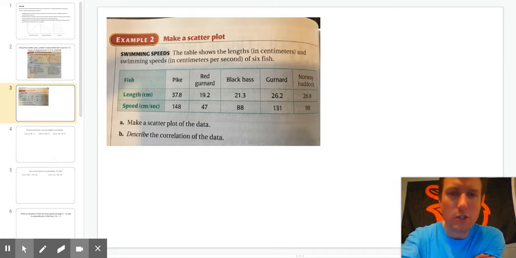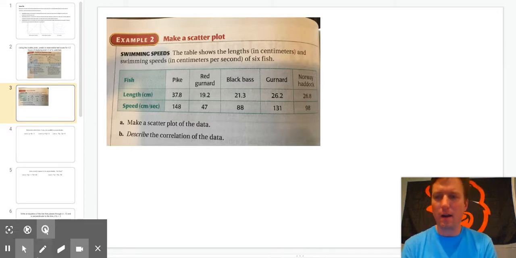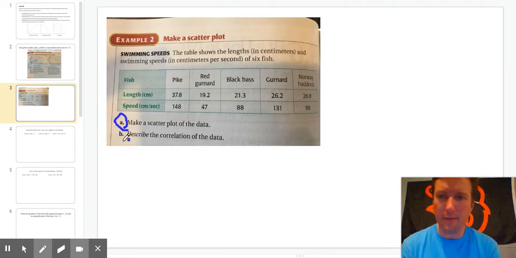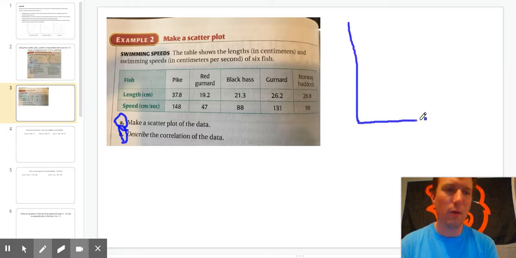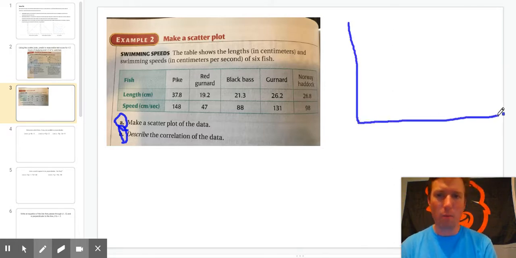It says the table below shows the length in centimeters and swimming speeds in centimeters per second of 6 fish. And there are 2 things that they are asking us to do. Number 1, make a scatter plot of the data. And number 2, describe the correlation. Now, this might be a little tricky because I don't have graph paper, but I wanted to sketch it out with you so you can see what we're doing here.